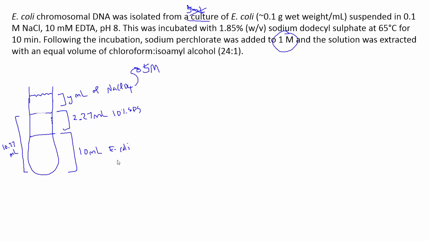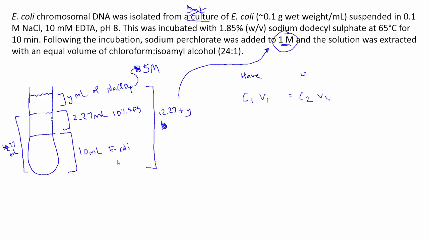And so we need to work out what volume of this 5 molar stock we need to add in order to hit a final concentration of 1 molar in this entire volume, which will be 12.27 milliliters plus Y. Okay, and the concentration in here needs to be 1 molar. So again, we can use the C1V1 equals C2V2 formula, and let's say this is what we have, and this is what we want or need.